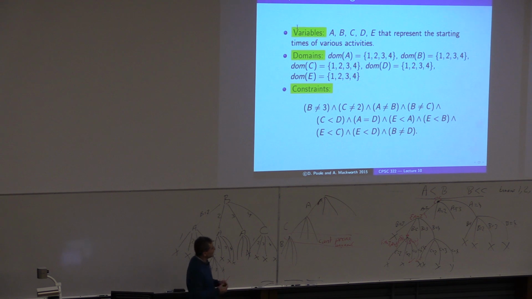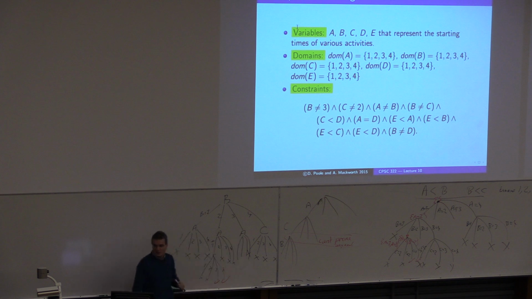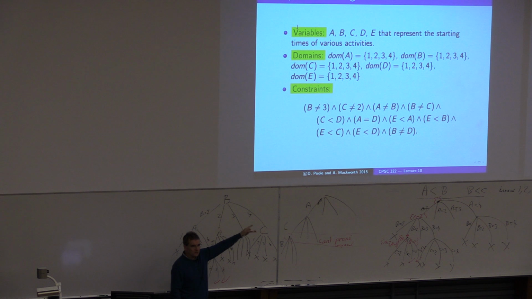Yeah, B is equal to 3. We can prune these things. The first thing we're going to do is just go through and prune everything that's inconsistent with what we have.